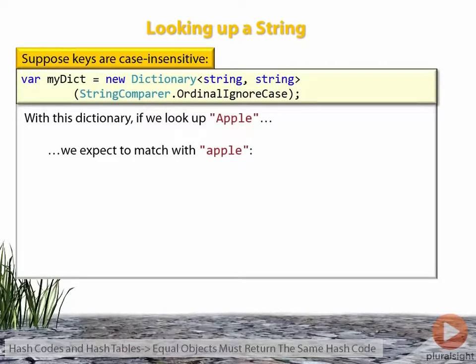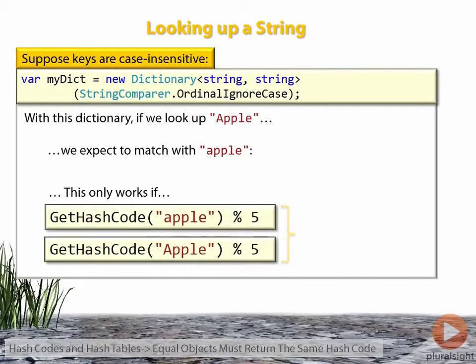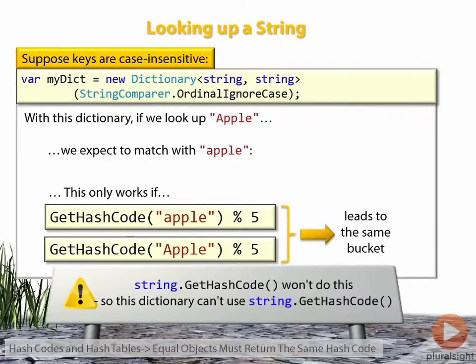Now if I look up apple with a capital A in the dictionary, I expect that even if the key apple is there only in lowercase, it'll still be able to find it, because according to this comparer, case doesn't matter. But I'm only going to be able to find that lowercase apple if the hash code leads me to the same bucket that the lowercase apple is in. And that really means that apple with a capital A needs to give me the same hash code as lowercase apple. As we've seen, calling string.getHashCode won't do that, and that clearly means we can't use the default hash codes that string uses.